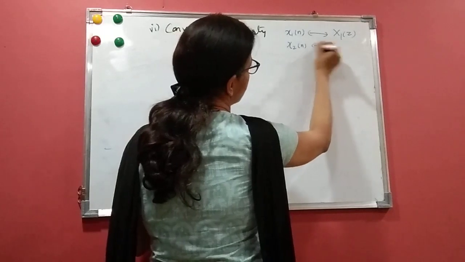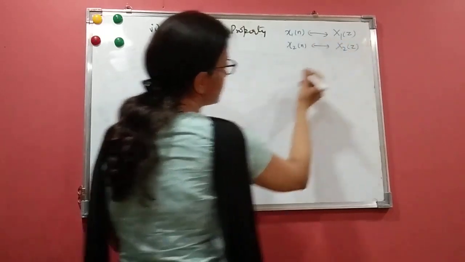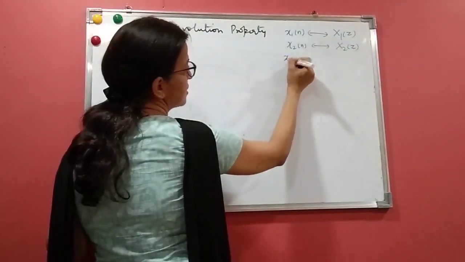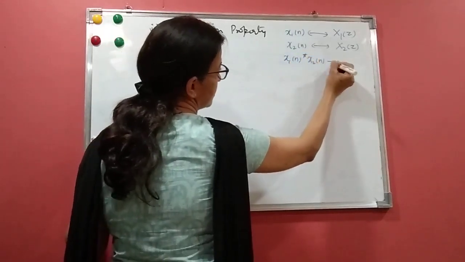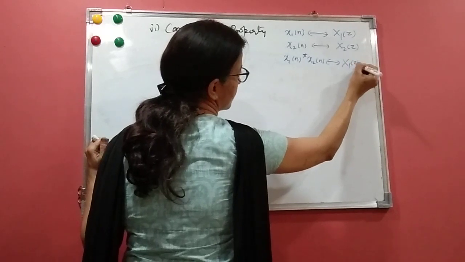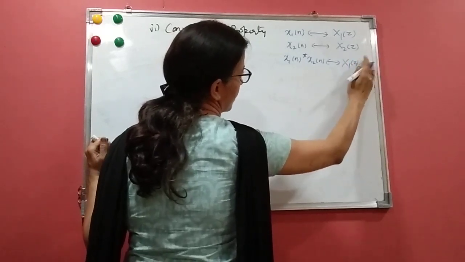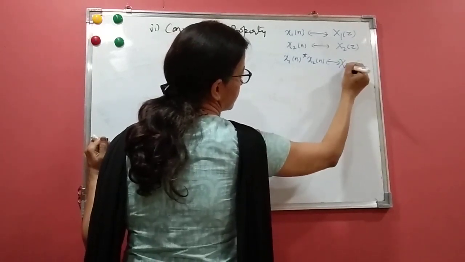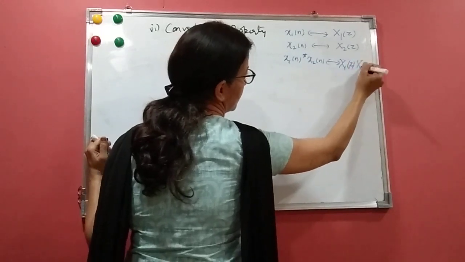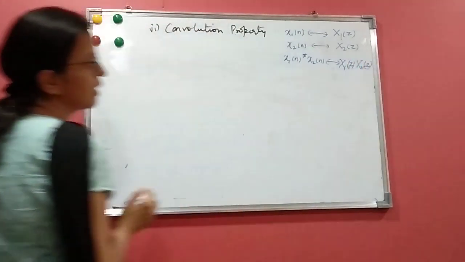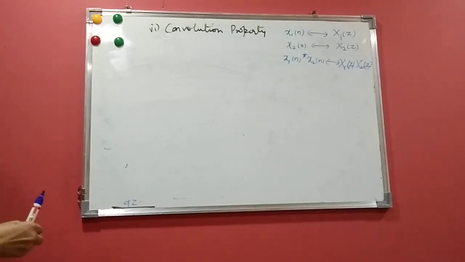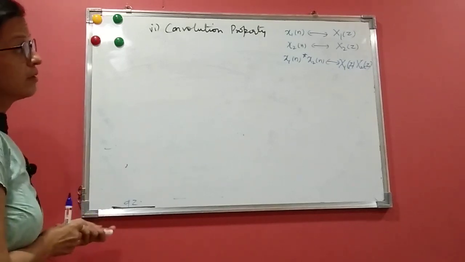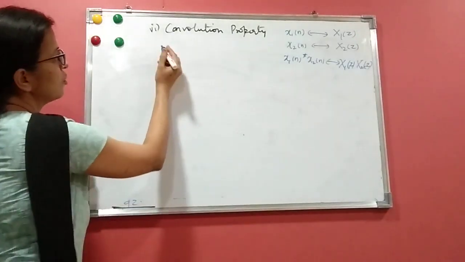x2n, the transform is x2z. This property states that x1n convolved with x2n is nothing but the product of the transforms, x1z into x2z. That means the convolution in time domain is nothing but the product in z domain.